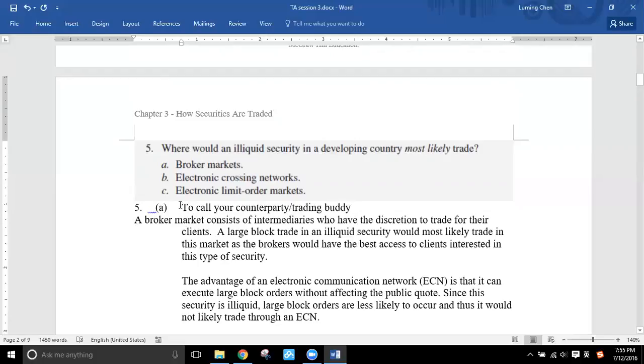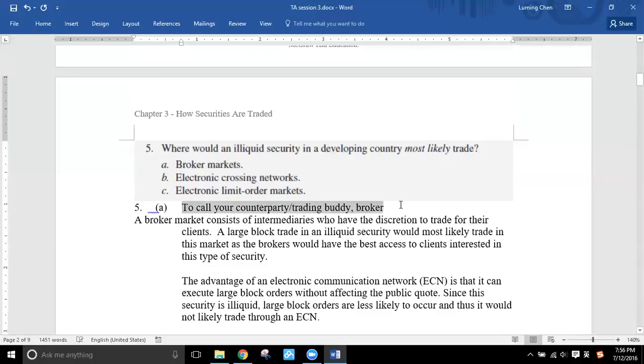Well, what is this kind of market? It's called a broker market. A broker market consists of intermediaries who have the discretion to trade for their clients. A large block trade in an illiquid security would most likely trade in this market, as the brokers would have the best access to clients interested in this type of security. Well, if you need to make a phone call, you are using your network, and which institution has the best network? That is the broker.